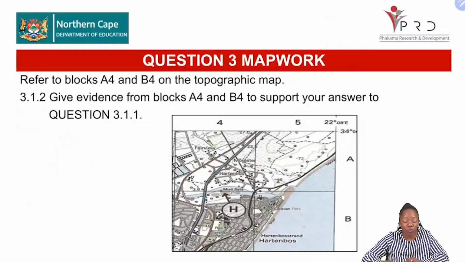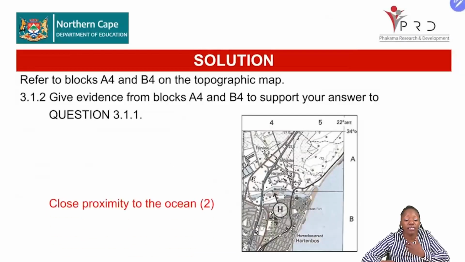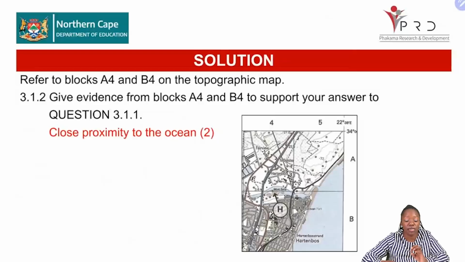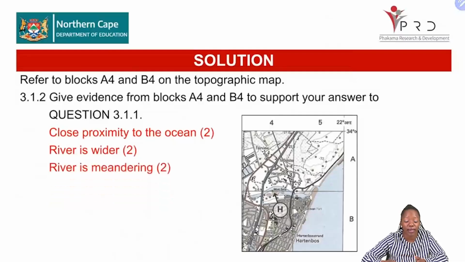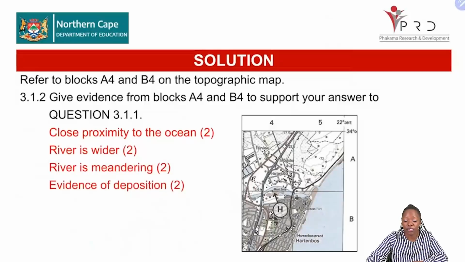Then we're looking at our second question. You're still referring to blocks A4 and B4 on the topographic map, and you give evidence to support your answer. Why were you saying it's in the lower course? We already mentioned that it is in close proximity to the ocean. If it's closer to the ocean, it gives us an indication that it's at the river mouth where the river is ending and will now enter the ocean. And the river is wider. Remember why wider? Because of the position, which also makes the river wider. We are looking at a river that is meandering, and as you can see there is evidence of the river meandering. And also, we're looking at the evidence of deposition, which is also there on the map.